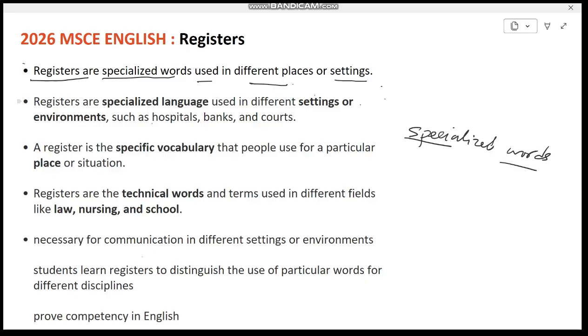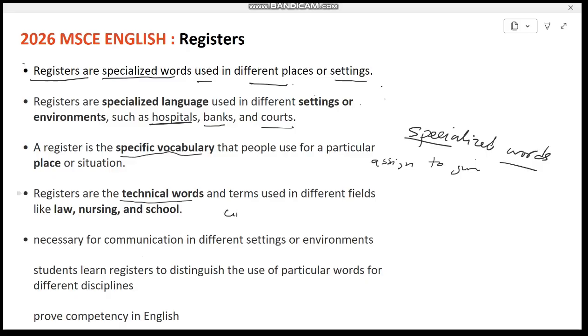Okay, so for example, there are words that are specific for the hospital, banks, and courts. A register is the specific vocabulary that people use for a particular place or situation. So basically, you are seeing that these are words we assign to give meaning in a specific thing, a situation, or a place. But they can also be referred to as technical words.